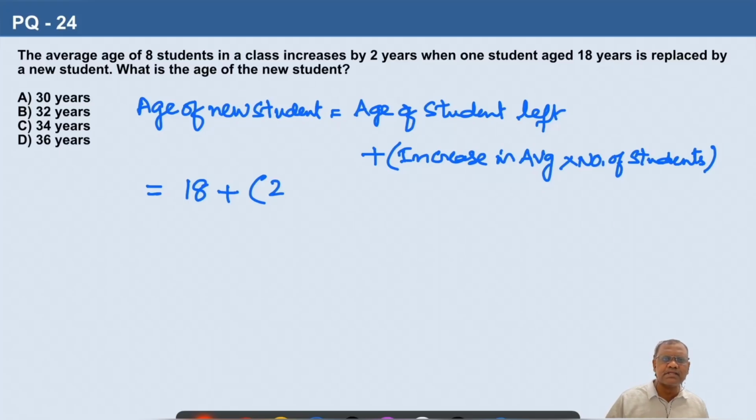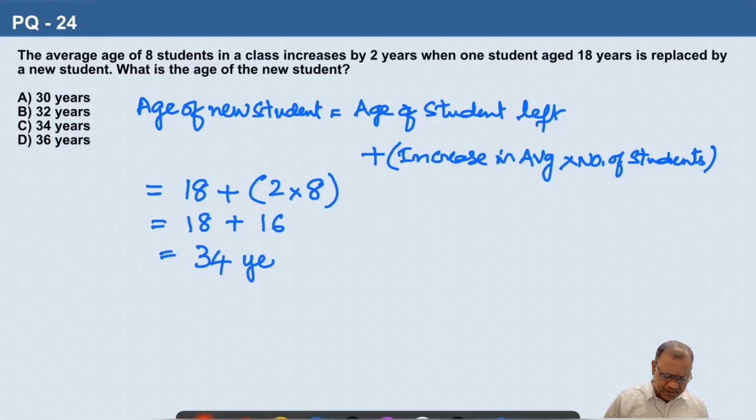How many students are there here? 8 students, multiplied by 8. So if you simplify this, 18 plus 16 is 34. So 34 years is the age of the new student. So the correct answer is option C.